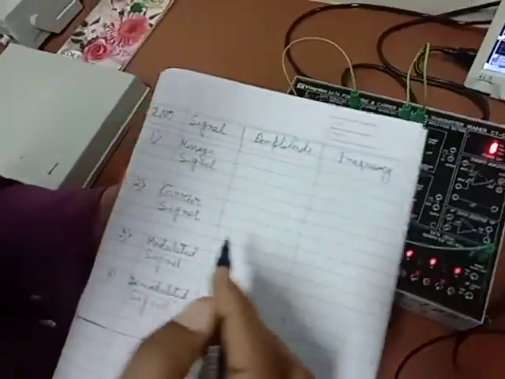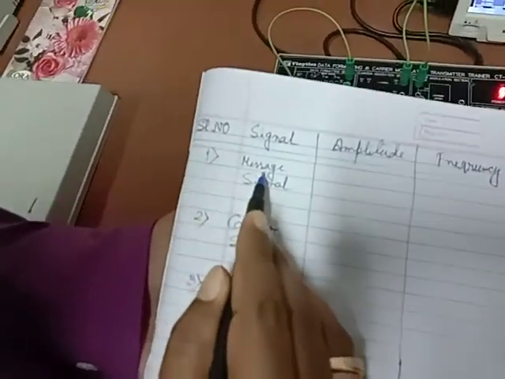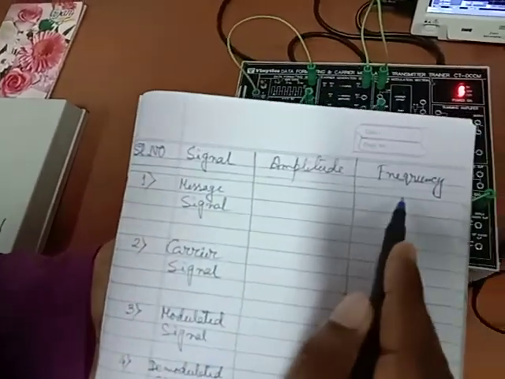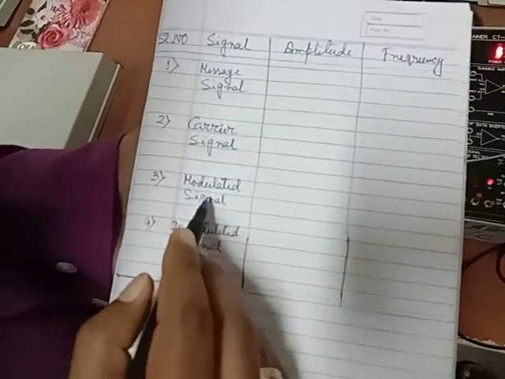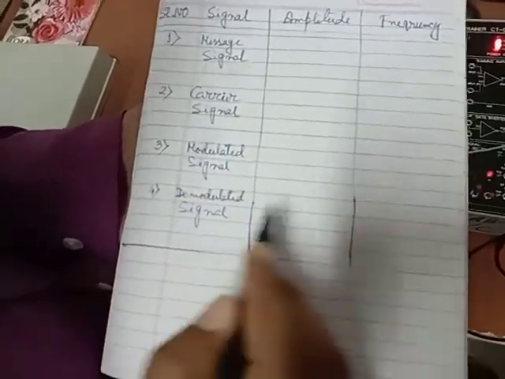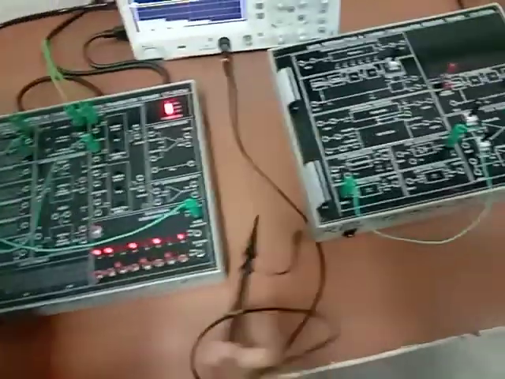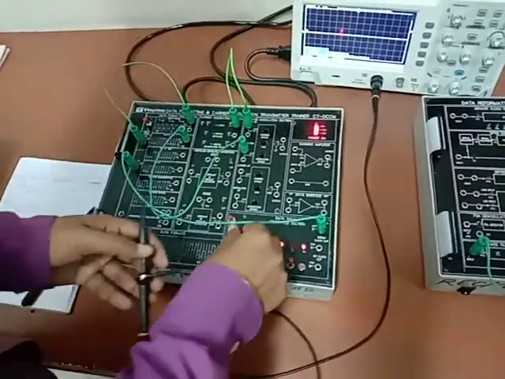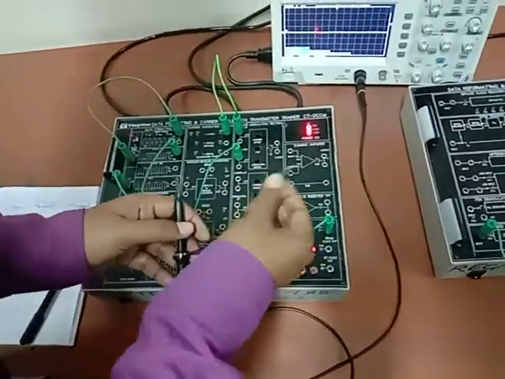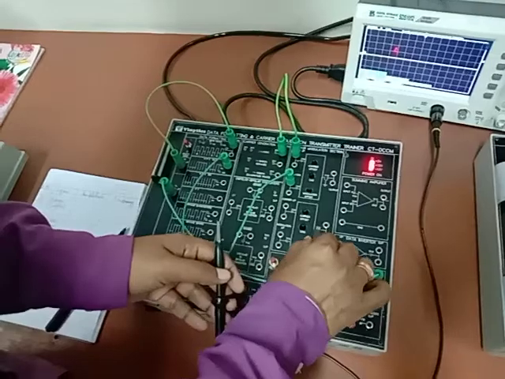We have to take the measurement of message signal amplitude and frequency, then carrier signal amplitude and frequency, then modulated signal amplitude and frequency, then demodulated signal amplitude and frequency. And this is ground, and we connect it to the ground part.